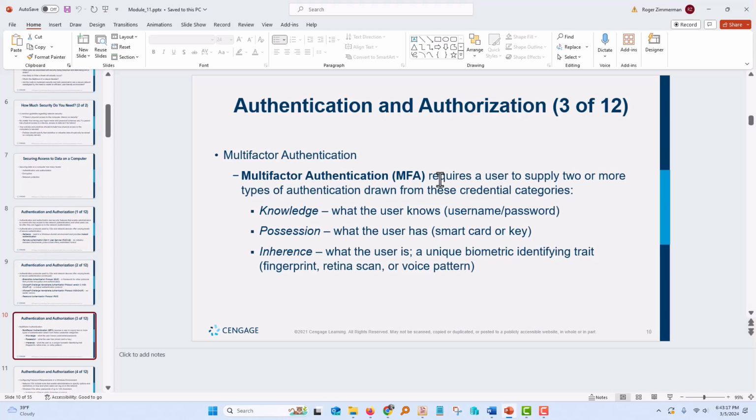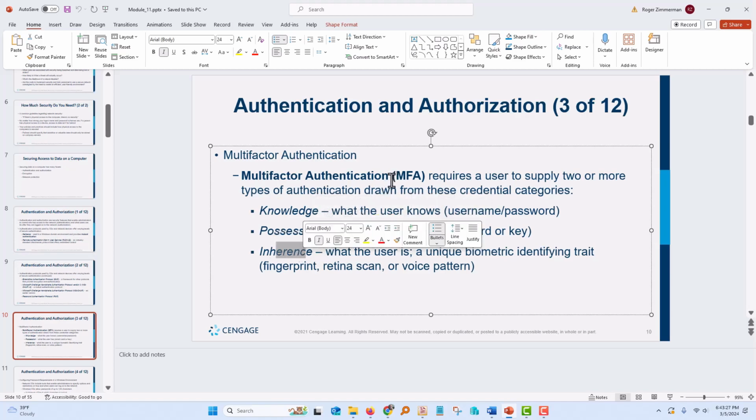So we have these three. We usually call them what you know, what you have, and what you are. So those are the three kinds of authentication factors: what you know, what you have, and what you are. And so if you use any two of those, then you're using multi-factor authentication. When you're using just two, sometimes we call it two-factor authentication, or 2FA.